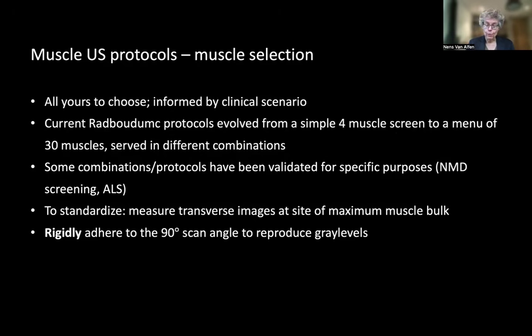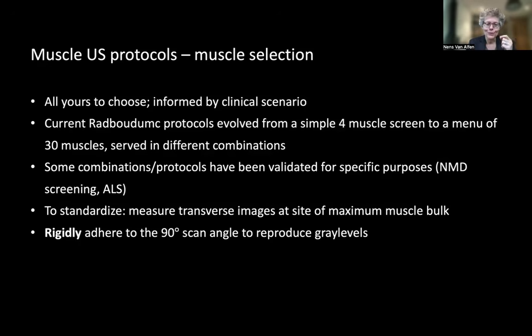Now, if you want to think about what protocol to use, it's really all yours to choose, like you would with electrodiagnostic testing, right? It's informed by the clinical scenarios. So currently at our center, we have diagnostic protocols for about 30 plus muscles, and the patient selection may vary from a simple muscle screen of 4 muscles in the body to a very large research protocol that would include 25 bilaterally. Some of these combinations have been created to match what we do in EMG, such as for ALS.